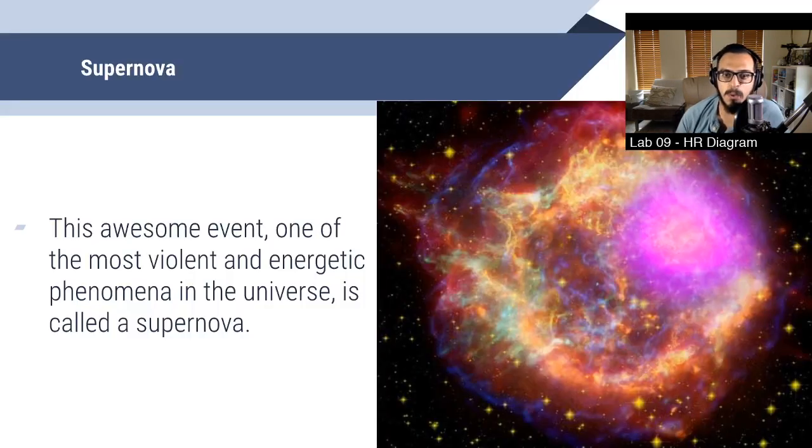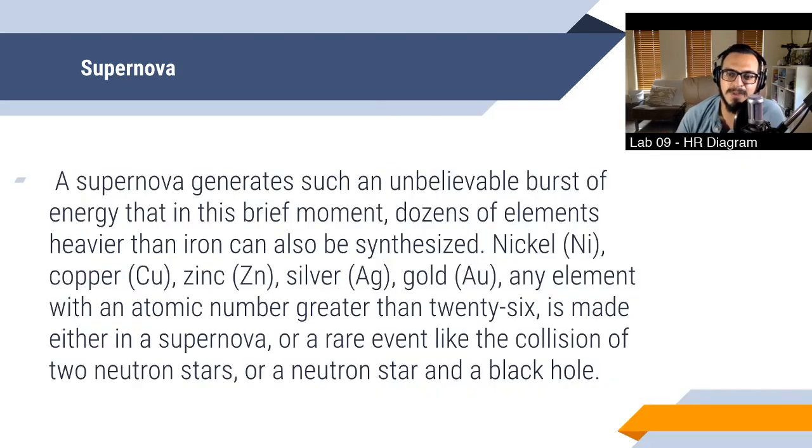This awesome event, one of the most violent and energetic phenomena in the universe, is called a supernova. A supernova generates such an unbelievable burst of energy that in this brief moment, dozens of elements heavier than iron can be synthesized. For example, here, nickel, copper, zinc, silver, gold. Any element with an atomic number greater than 26 is made either in a supernova or a rare event like the collision of two neutron stars or a neutron star and a black hole.